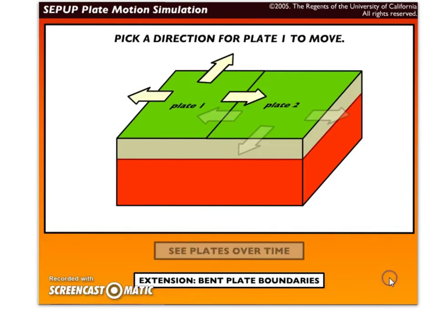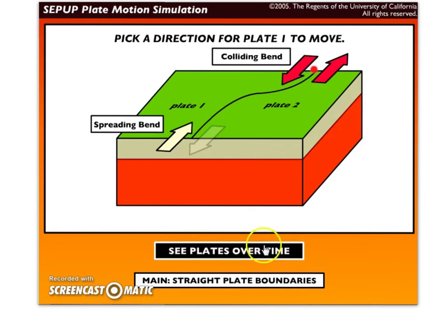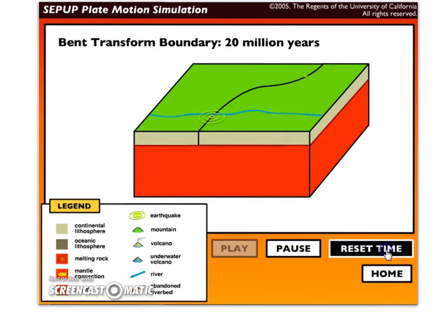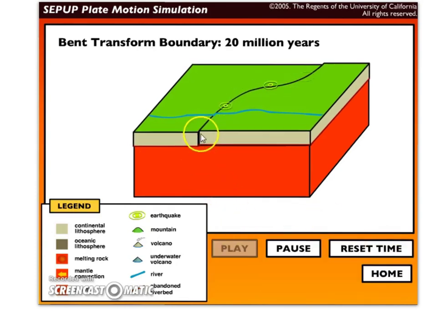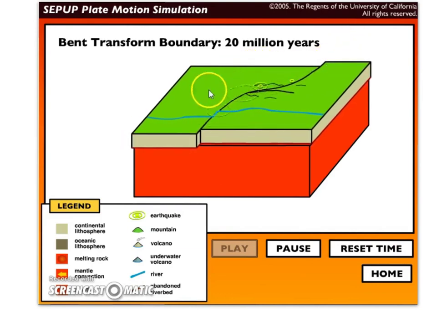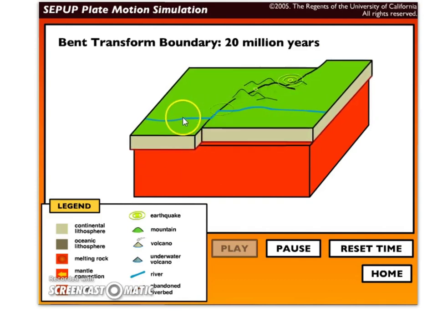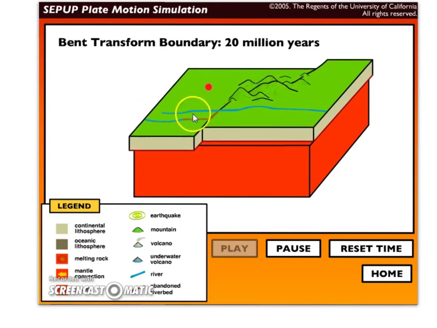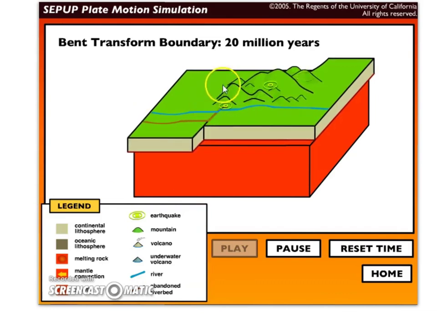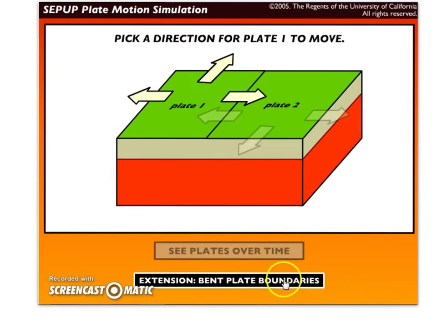Now we're going to look at how transform plate boundaries can also be bent. So notice this curved line between the two lithospheric plates. The plate on the right is moving northward, while the plate on the left is moving southward. Notice along this bend the geologic features and events that are being formed. Be sure to use your key to help you fill out your notes. And look at those mountains. I wonder how those mountains got so high.